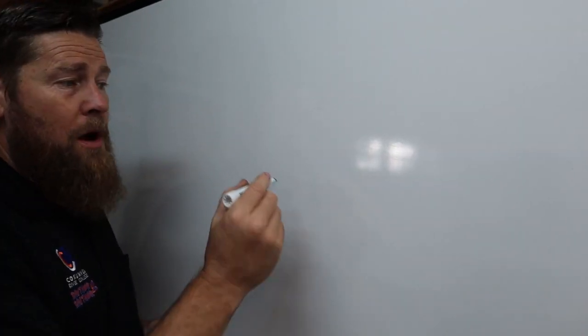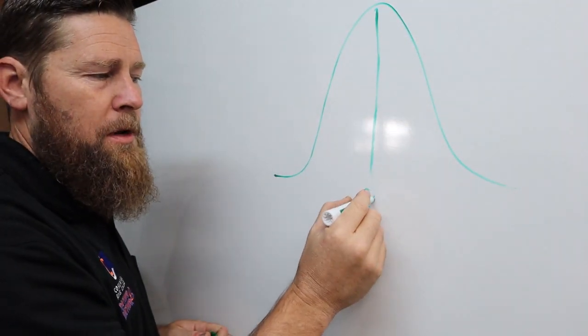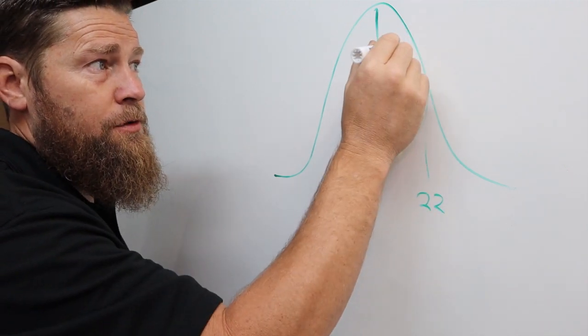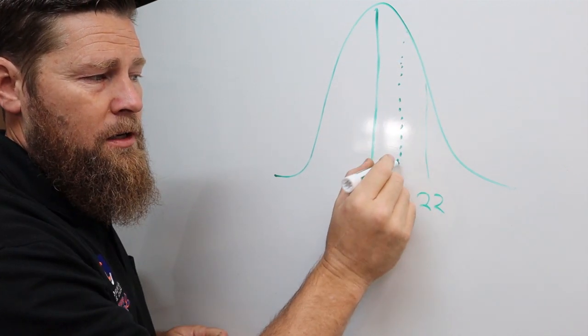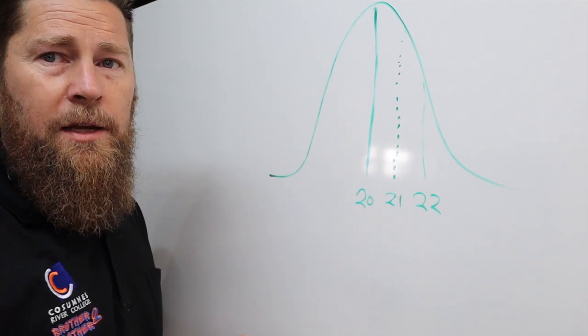Okay, so we're back to that problem that we had before, which was there's a population with a mean of 20, and we wanted to know what percentage of scores are between 21 and the mean of 20.